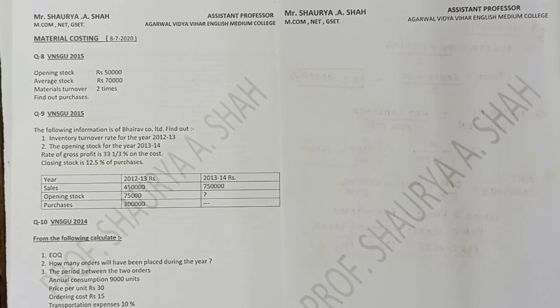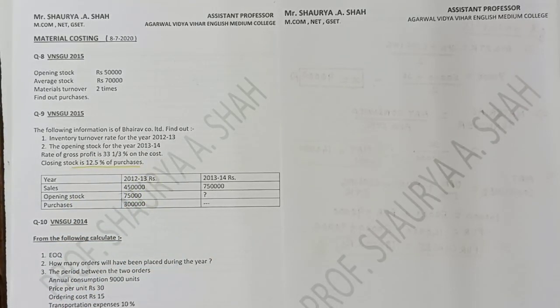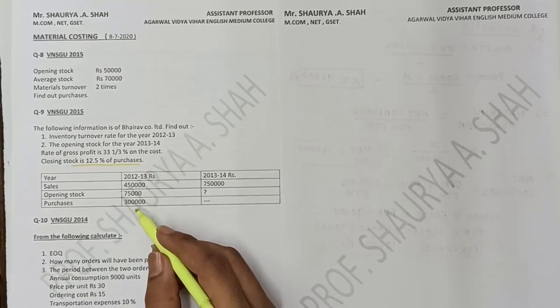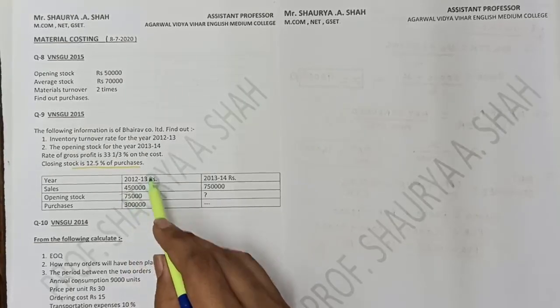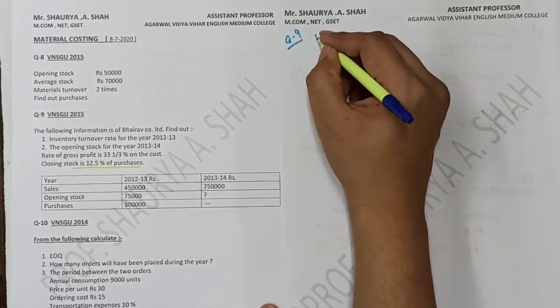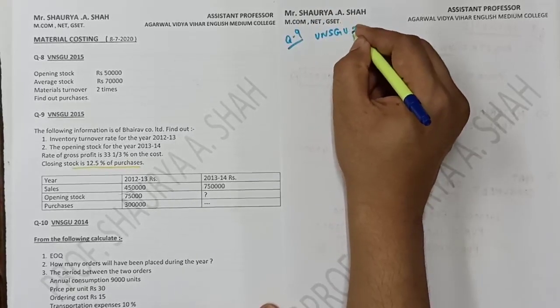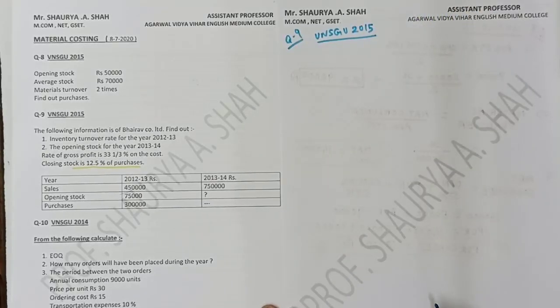And again, an important information, that is closing stock is 12.5% of purchases. So from the amount of purchase which I am having, I can find out first the closing stock. I suppose it is clear to each and every student. Fine. Okay. So what we'll do is, we'll start the sum first by finding out the missing things which are there. What is this? This is question number 9. Again, VNSGU 2015.